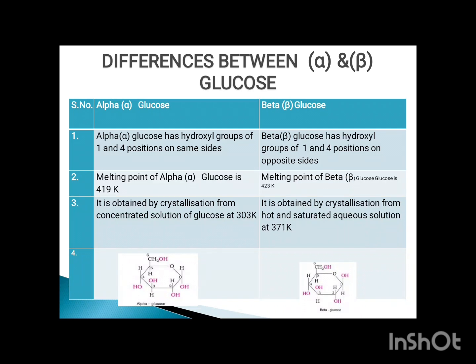And you can draw the diagram. So in the diagram you can see that in alpha glucose the 1 and 4 OH are on the same side. In the diagram you notice that in beta glucose the 1 and 4 position OH are on the opposite sides.